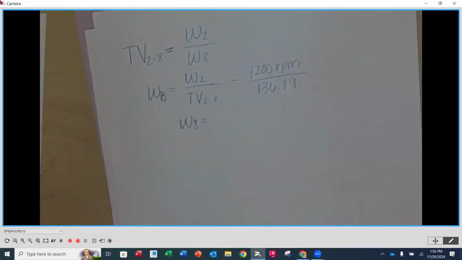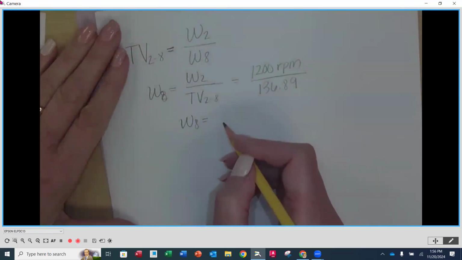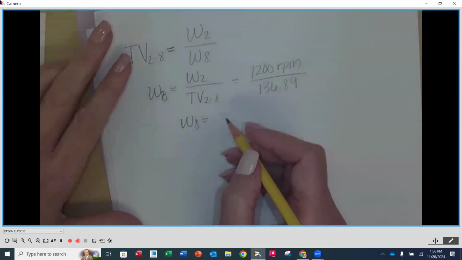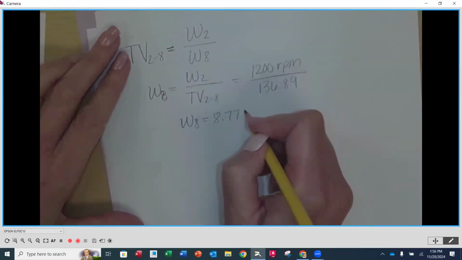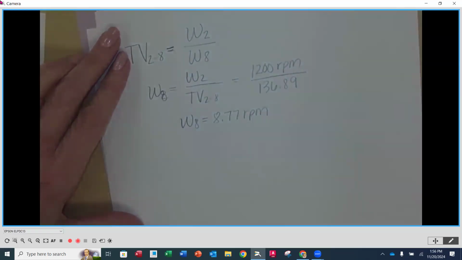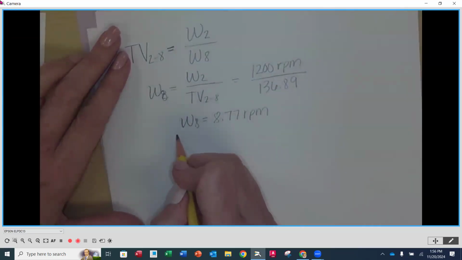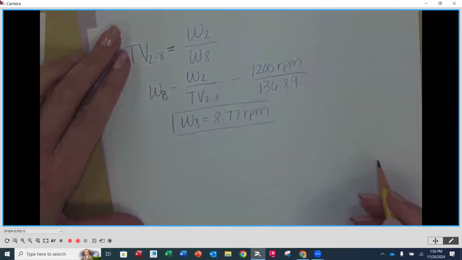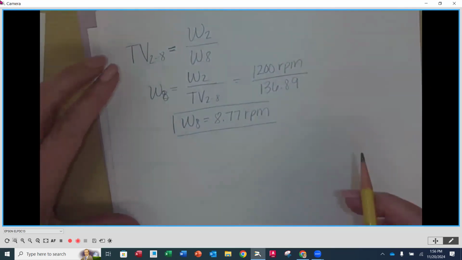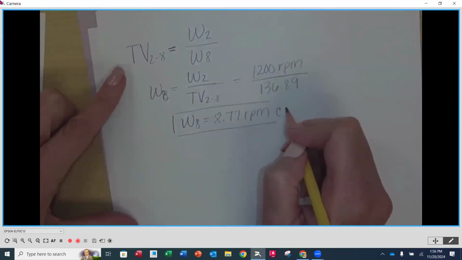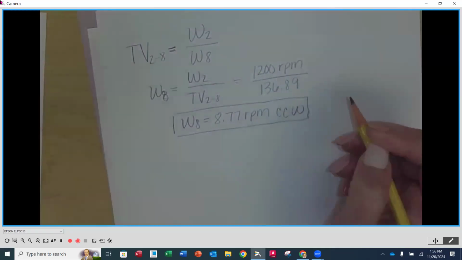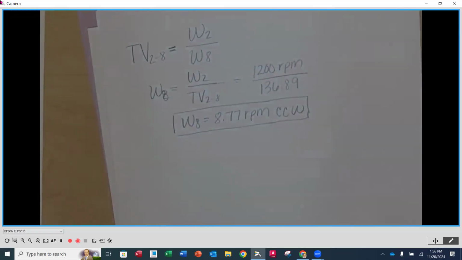What do we get? 8.77 RPM. Anybody else get that same value? Aaron did? Okay, fantastic. So this is our final answer, and we need to put in the direction. Since our W2 was counterclockwise, that means it's going in the same direction as that original driver, so it would also be counterclockwise.